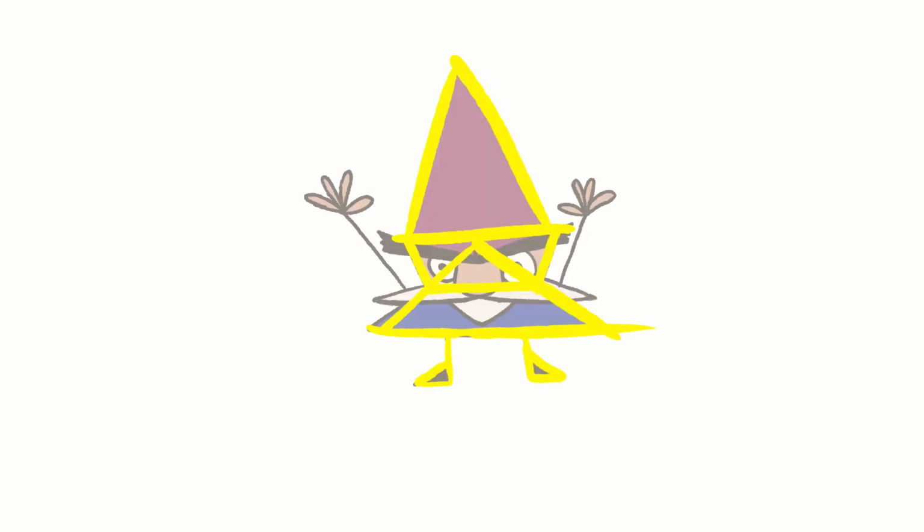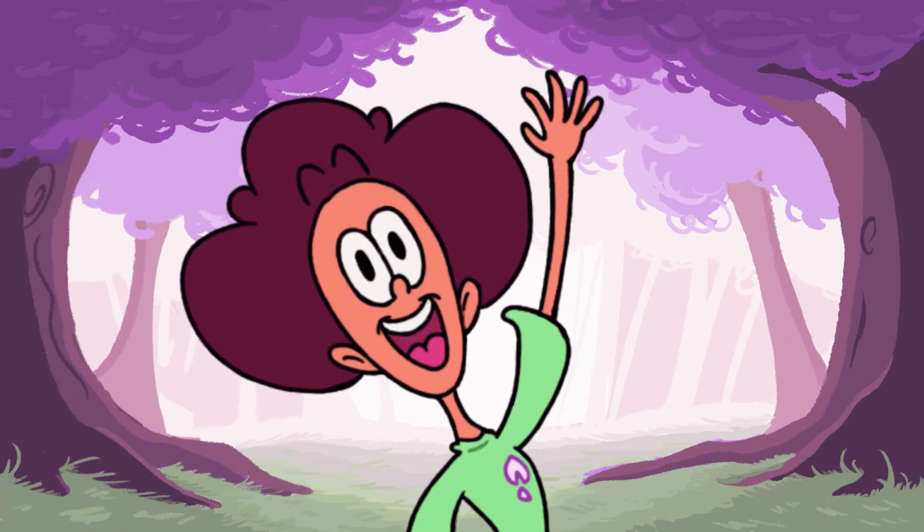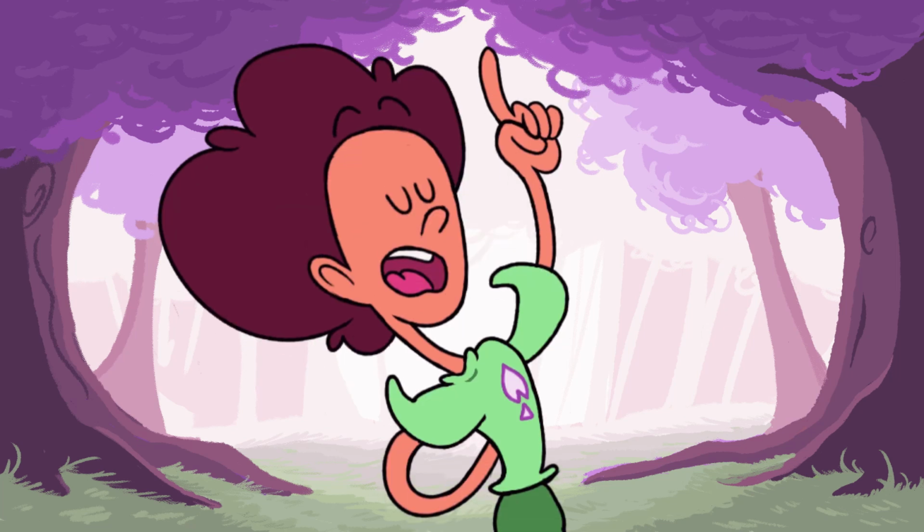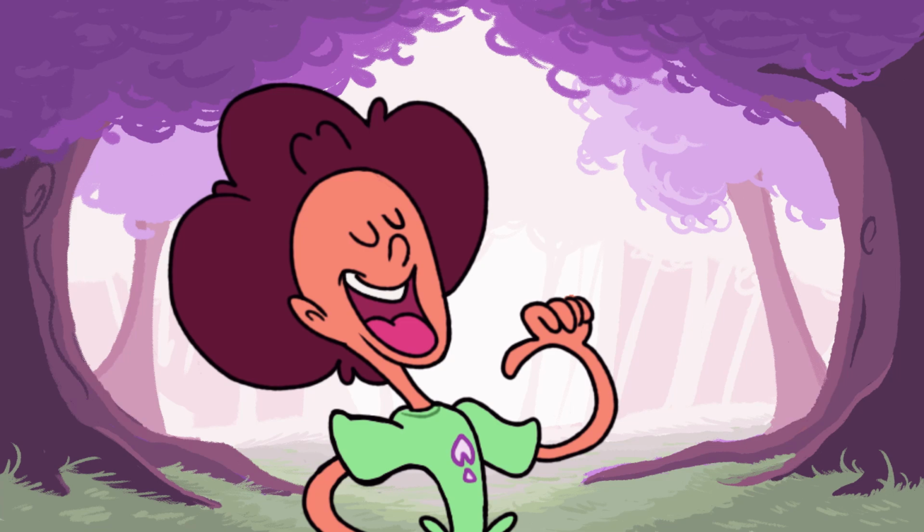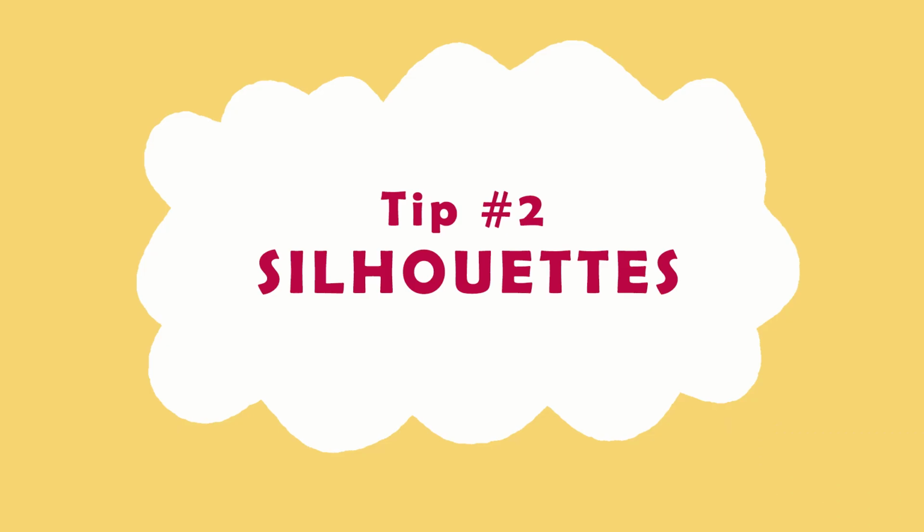I mostly use triangular shapes and have a big focus on his eyes, which contrast everything else, both with shape and with tone. Alright, so that covers the basics of shapes. Remember to be simple and think about the character's personality when designing the shape. Next, let's move on to tip number 2, silhouettes.